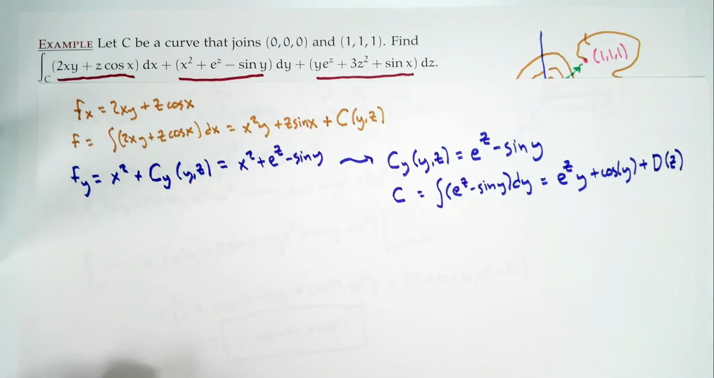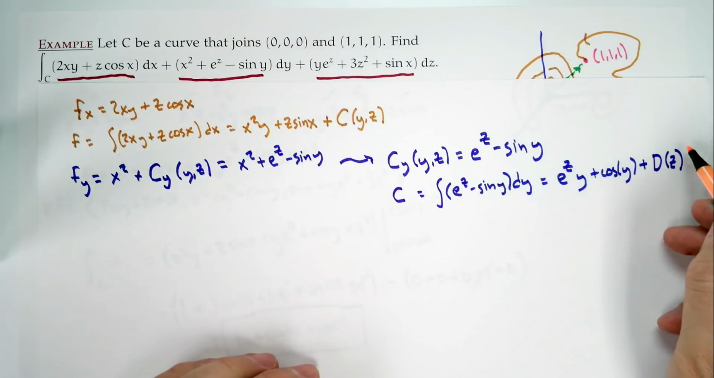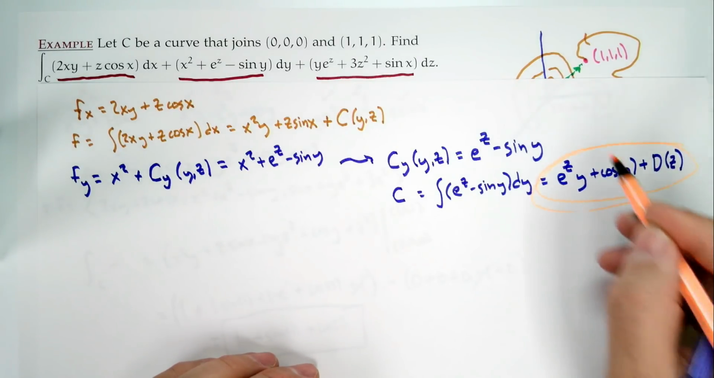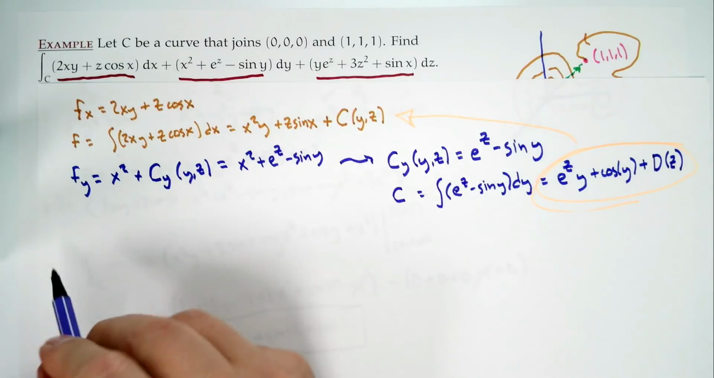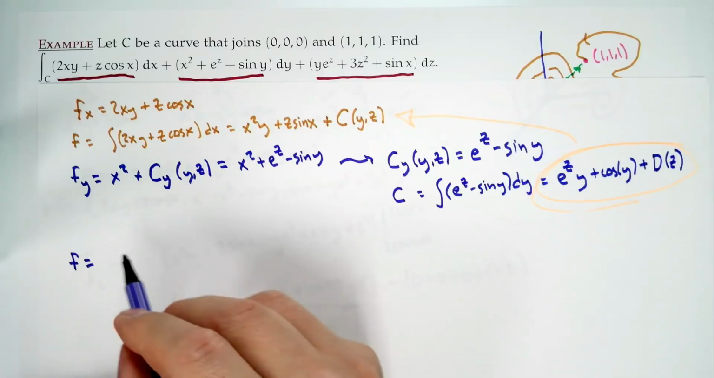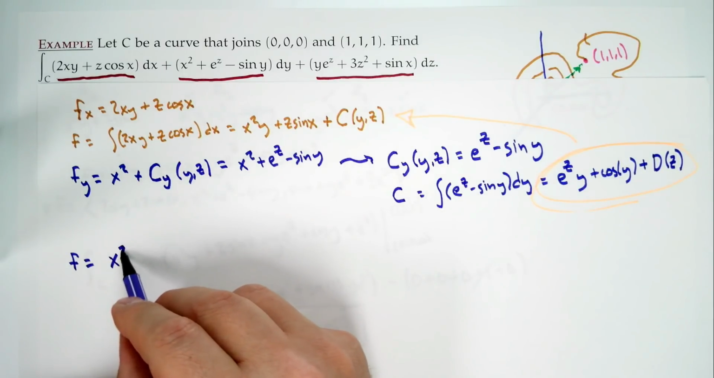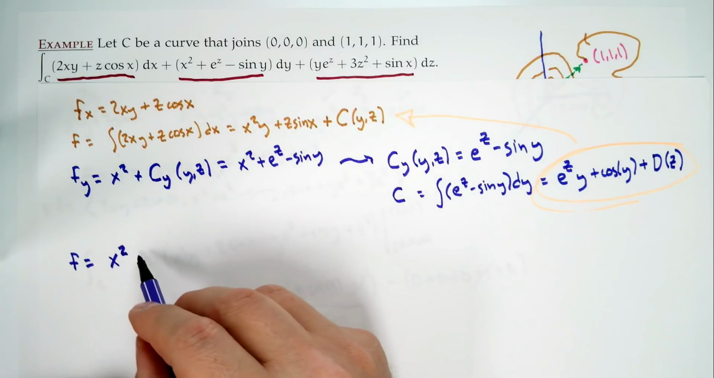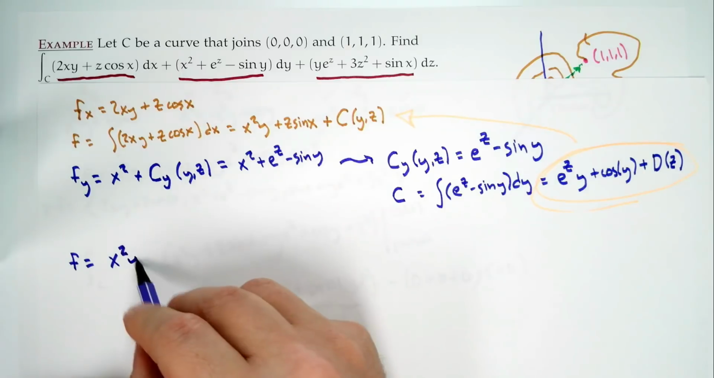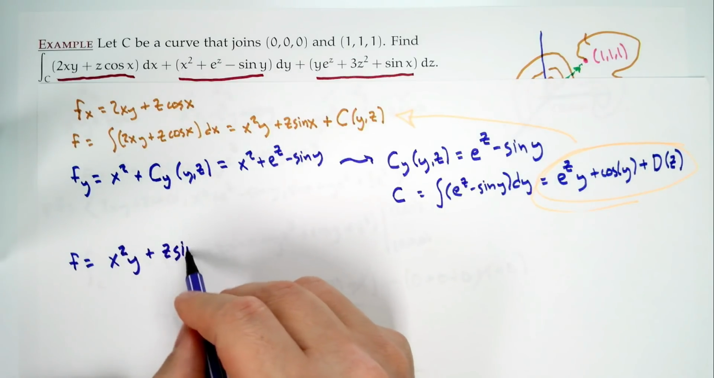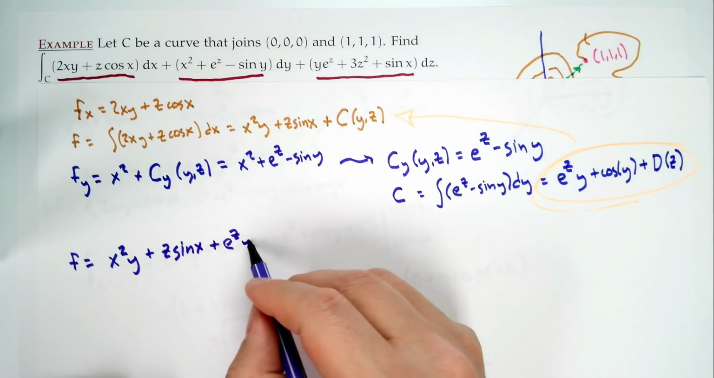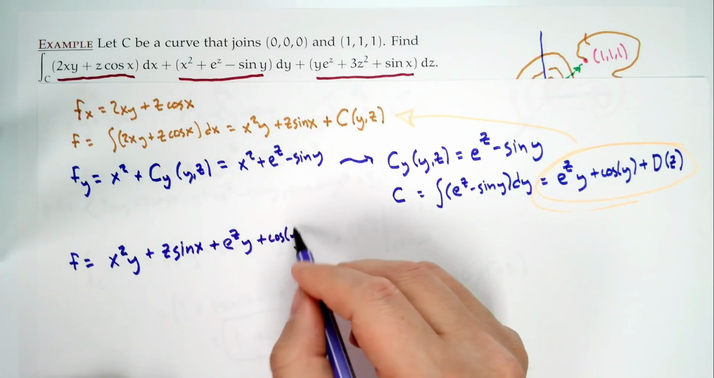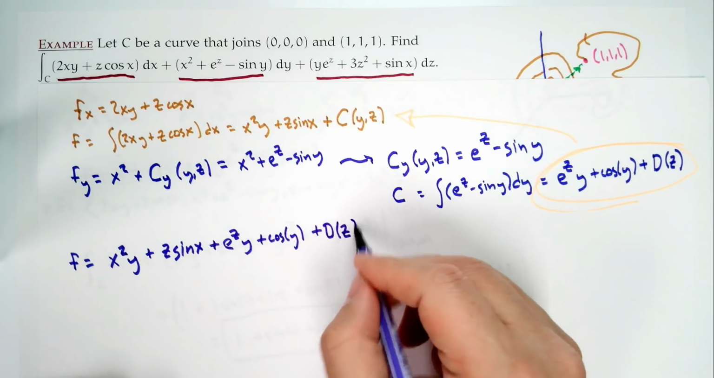So when I say let's update, what do I mean? I mean let's take this information here and plug it in there. So we can now say, by combining the information from the first two slots, we have that f is x squared y plus z sine x plus this part, e to the zy plus cosine of y plus something that depends only on z.